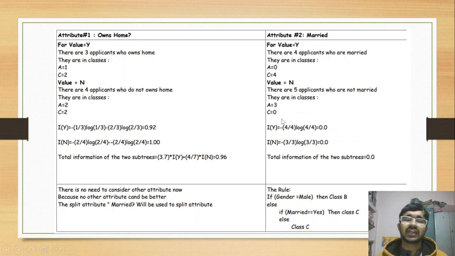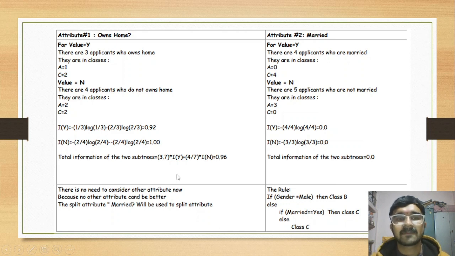It means that it is the best attribute for the split, because it will give the maximum information gain when we subtract 0 from the information before split. So without further checking, we will take married as the split attribute. Next attribute, here it is written that there is no need to consider other attributes now, because no other attribute can be a better split attribute than married. So we will use this as the split attribute.